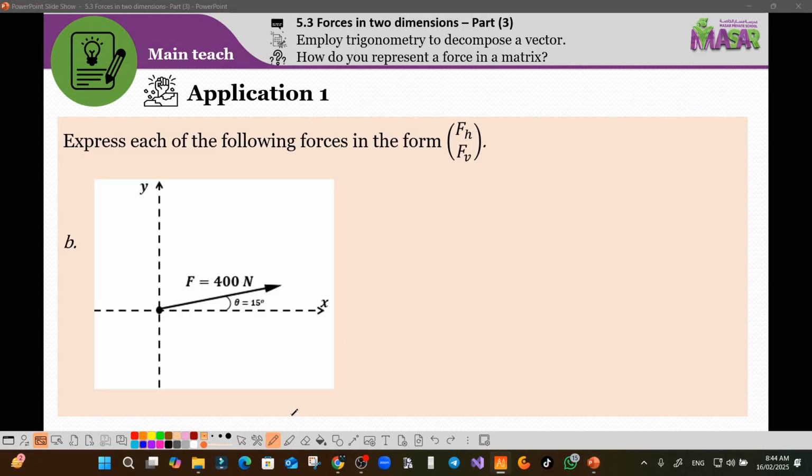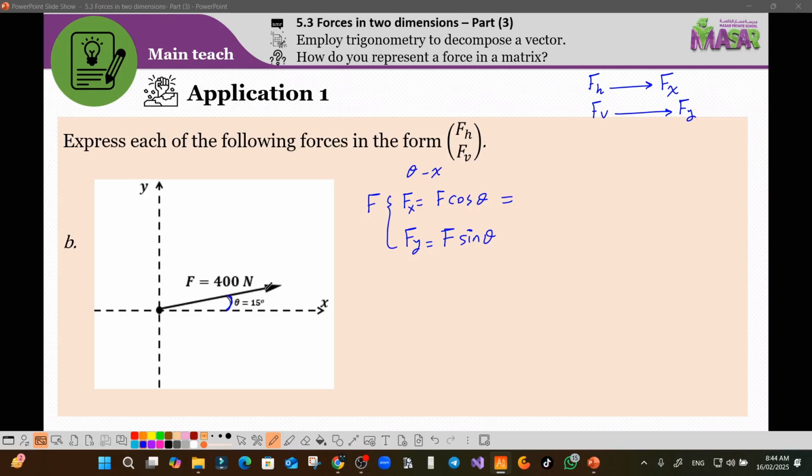So again, we need to decompose this force into two components, Fh and Fv. Remember that Fh can be written as Fx, and Fv can be written as Fy. So the horizontal is the same as the x-axis, the vertical is the same as the y-axis. Now the theta measured here is with respect to the x-axis, so this is x type, which means we're going to apply the cosine for the x component. So Fx is equal to F cosine theta, and Fy is equal to F sine theta.